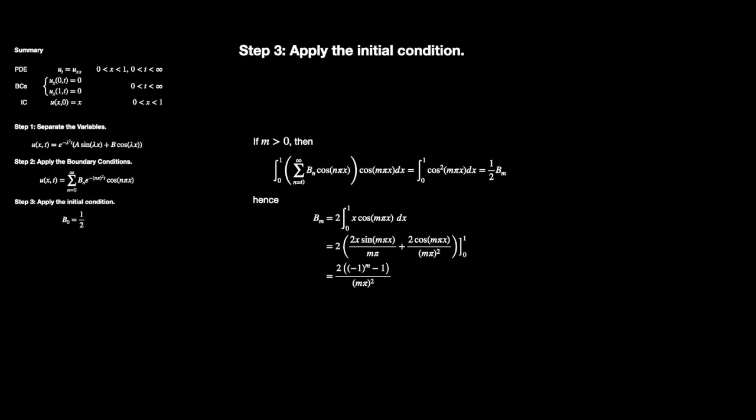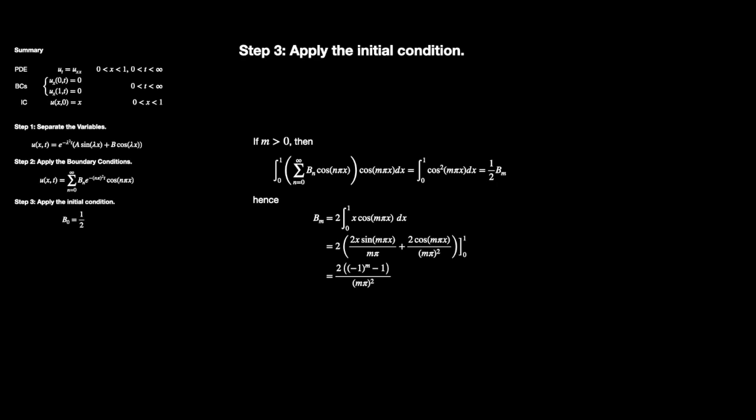All right, step 3. Now we'll continue to apply the initial condition. So if m is greater than 0, then our equation on the right-hand side simplifies to 1/2 b sub m, which is pretty much how it's always worked in all the previous solutions. And so now what we're going to do is simply multiply both sides by 2 and then solve the left-hand side of the equation, which is 2 times the integral from 0 to 1 of x times cosine of m pi x dx, which is equal to this big ugly expression I'm not even going to try to explain.